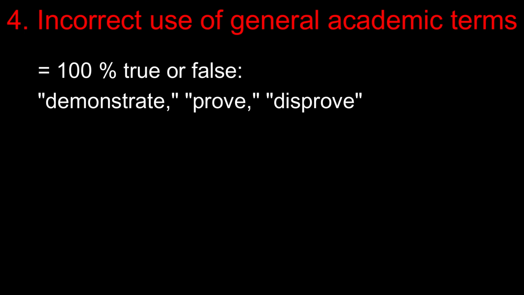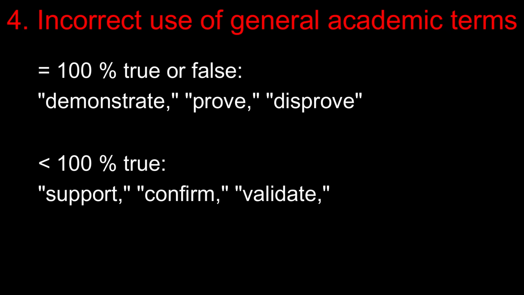4. Incorrect use of general academic terms. This strategy offers a helpful way to eliminate options by identifying certain key words. Words like demonstrate, prove, and disprove are typically associated with logic and mathematics, indicating absolute truth. In scientific contexts, truth is often established with high probability, so words like support, confirm, validate are appropriate, as these terms suggest a likelihood of truth rather than absolute certainty.